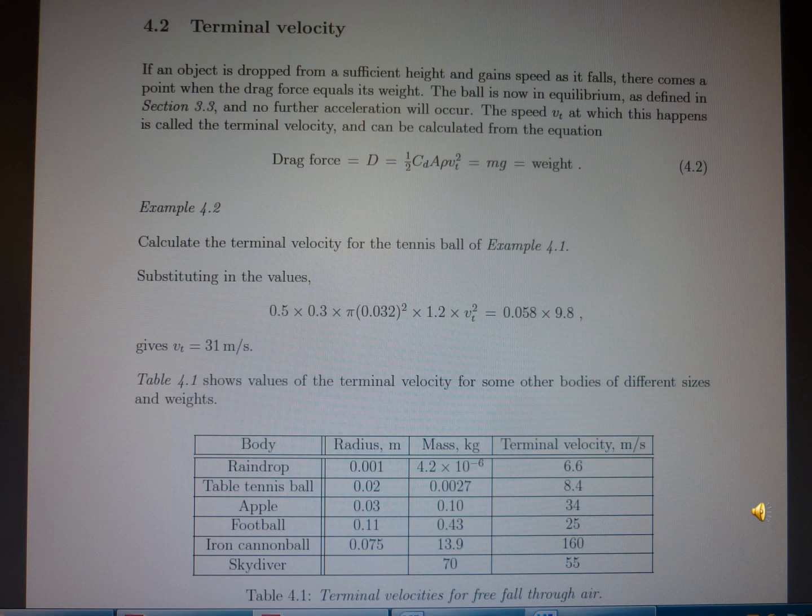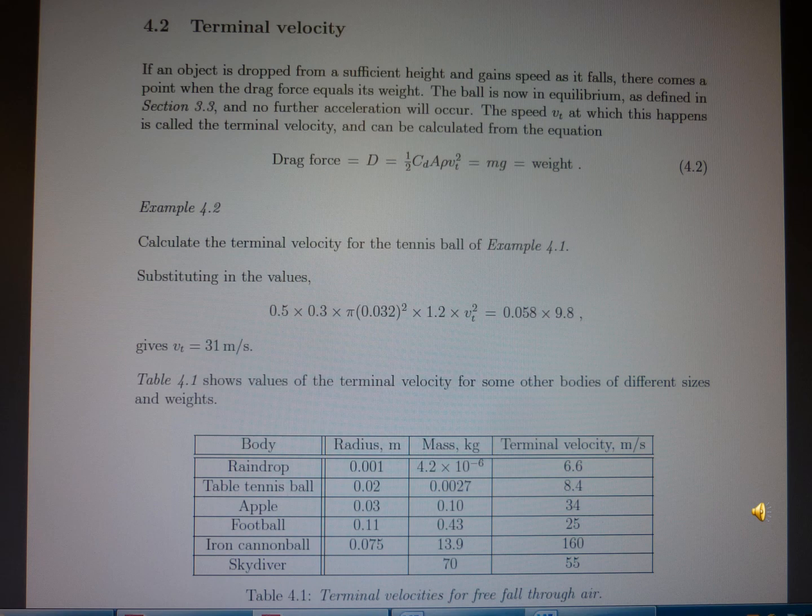Then we can talk about the terminal velocity. If an object is dropped from a sufficient height and gains speed, it reaches the point when the drag force is equal to the weight. The forces are now in equilibrium, so no further acceleration will occur. The speed v_t at which this happens is called the terminal velocity and can be calculated from the equation: the drag, half multiplied by C_d multiplied by A multiplied by rho, v_t squared, is equal to mg, which equals the weight. So this is the terminal velocity equation, and then we have to solve this equation.